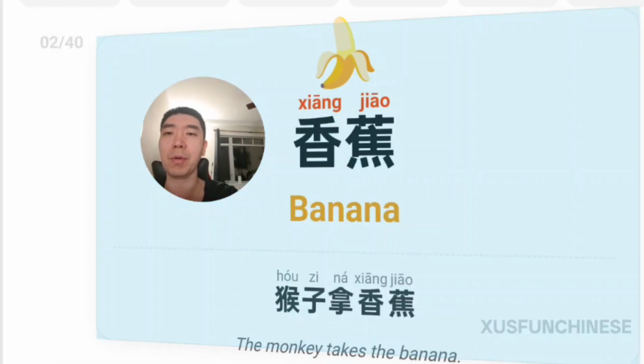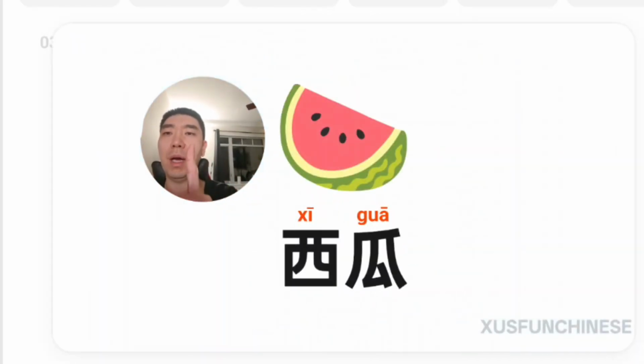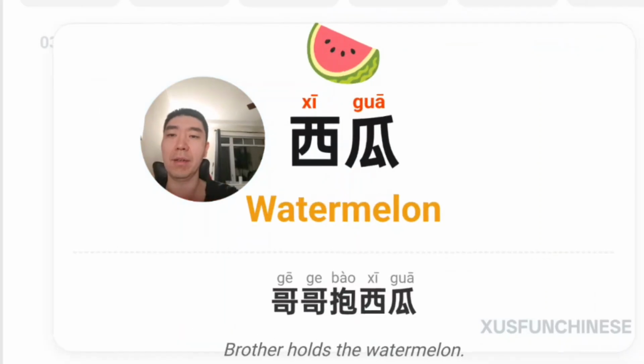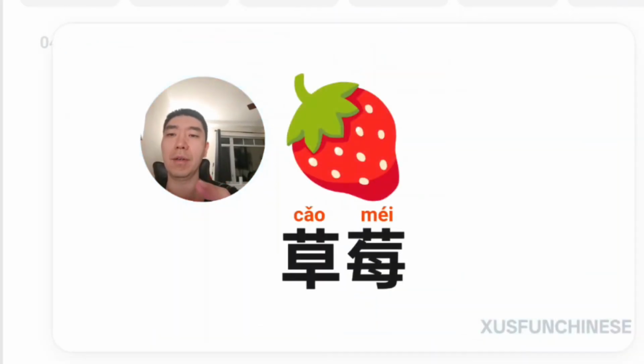I will show you. 西瓜。So 西瓜 literally west melon. So any fruits or anything's name has a west or has an ocean, usually they are from the western or outside of China. 哥哥抱西瓜。草莓。草莓 is berry, so 草莓 is just a grass berry.